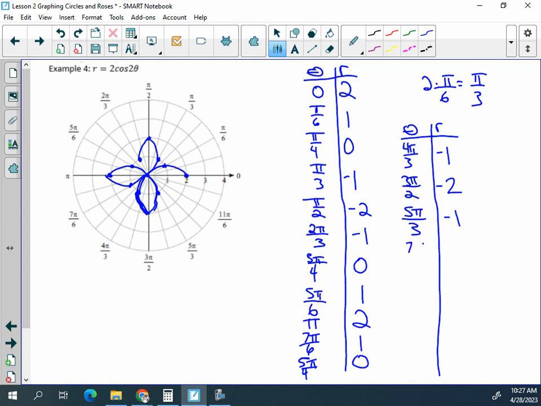At 7 pi over 4, we multiply that by 2, becomes 7 pi over 2. Cosine there is 0. 0 times 2 is 0. All right, and then 11 pi over 6, multiply that by 2, becomes 11 pi over 3. That's in the fourth quadrant where cosine's positive, so it would be 1/2 times 2, which is 1. And then if we do one more, 2 pi, full circle, multiply that by 2, you get 4 pi. Cosine of 4 pi is 1, times 2 is 2. And there we go. So we have this neat looking rose shape here.